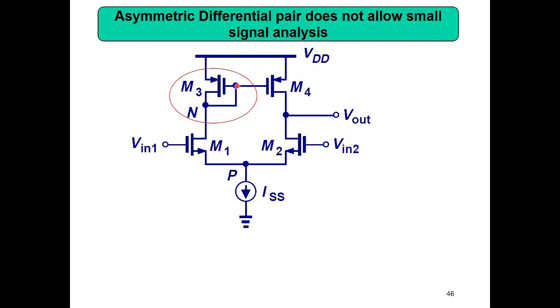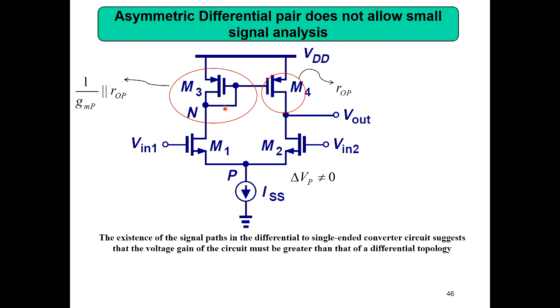The only way to find out is, so this is 1/Gm parallel Rop. Rop means the P, the PMOS. So that's the reason when you look up, here it is Rop. And then delta Vp is not equal to 0 because it is not symmetric.